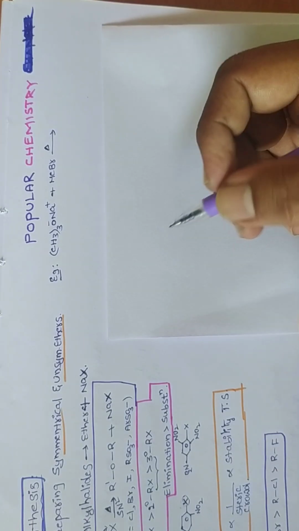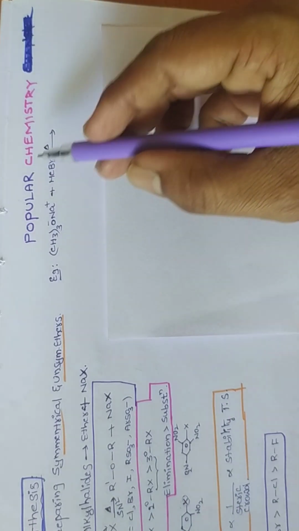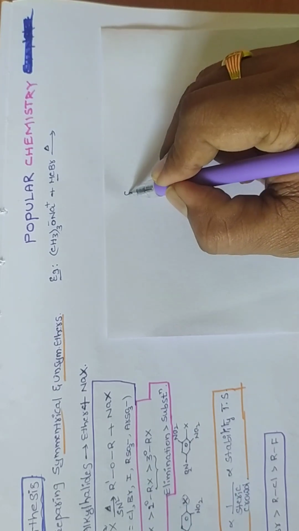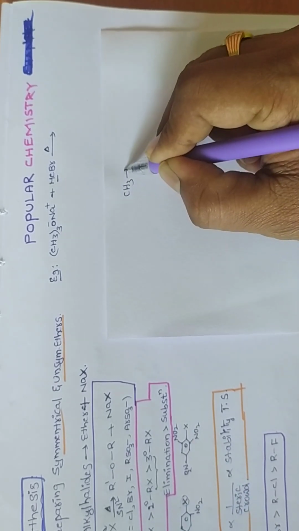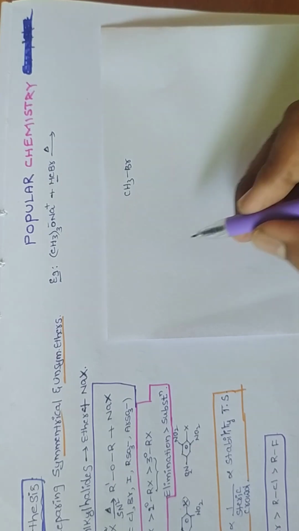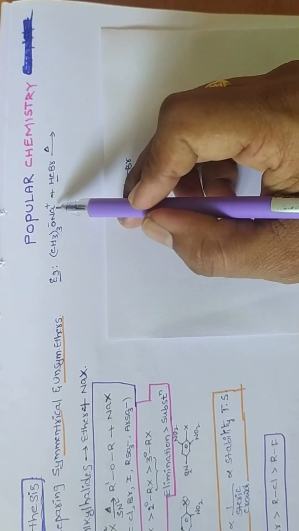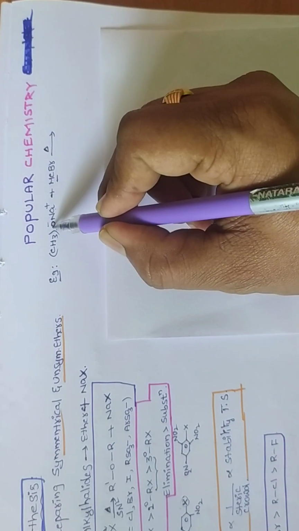Next, how are we going to solve this question? Here the given alkyl halide is Me-Br. Me means methyl bromide, and this is an alkyl halide. Now this alkyl halide is reacting with what? This alkoxide.